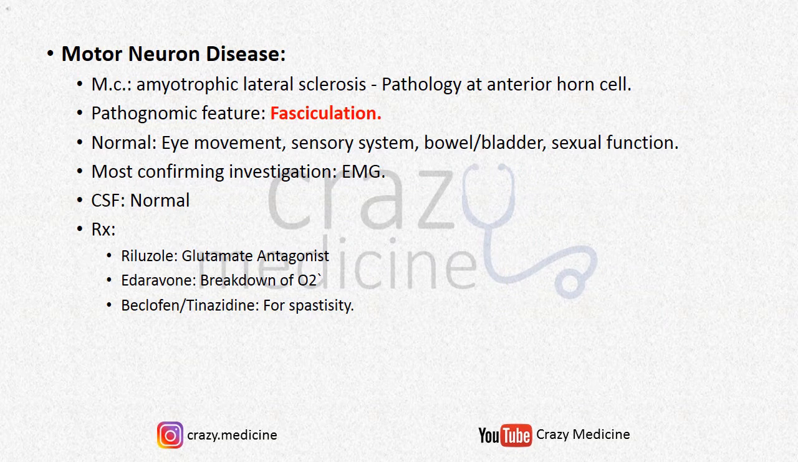Then motor neuron disease. Most common type of motor neuron disease is amyotrophic lateral sclerosis. The pathology is at anterior horn cells and the pathognomonic feature is fasciculation. In motor neuron diseases, eye movement, sensory system, bowel and bladder and sexual function are normal. And the most confirming investigation is EMG, that is electromyography. And the CSF findings are normal. And the important drugs used in treatment are riluzole, which is a glutamate antagonist. Then edaravone, it causes breakdown of free radicals. Then baclofen or tizanidine is used for spasticity. These were the few important points for motor neuron diseases.